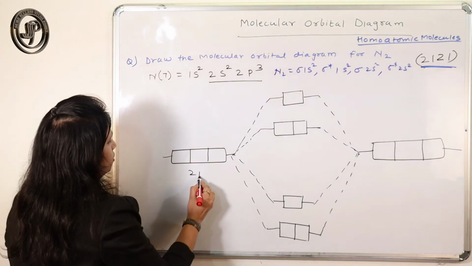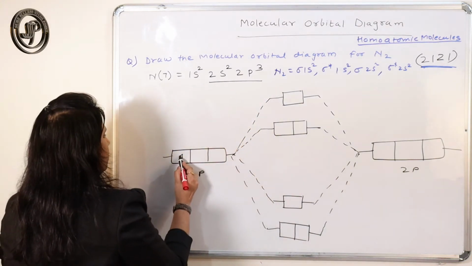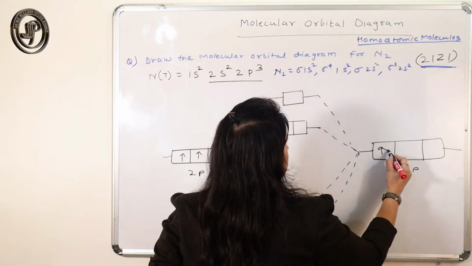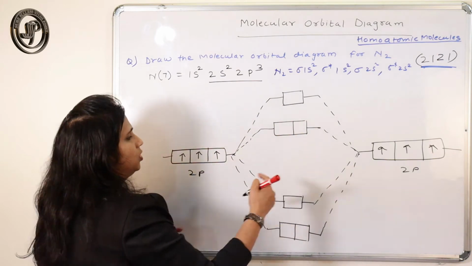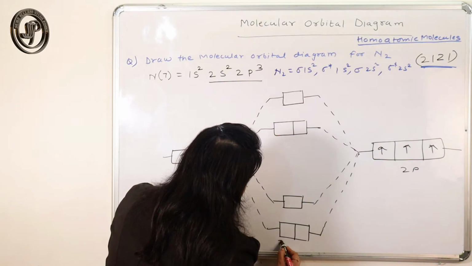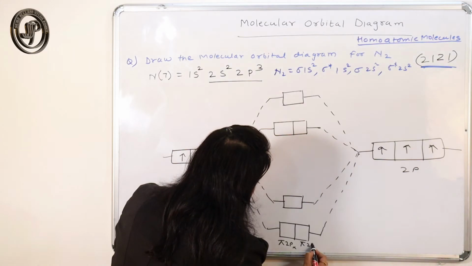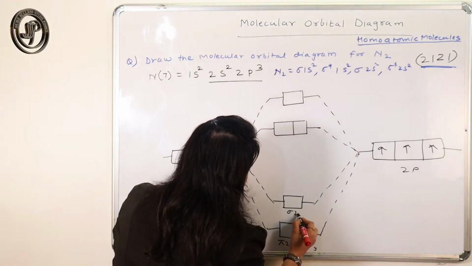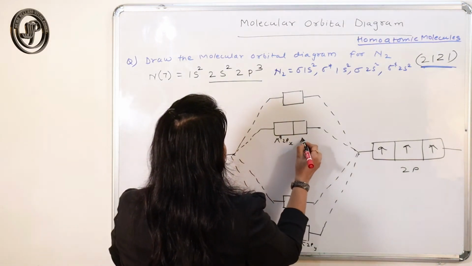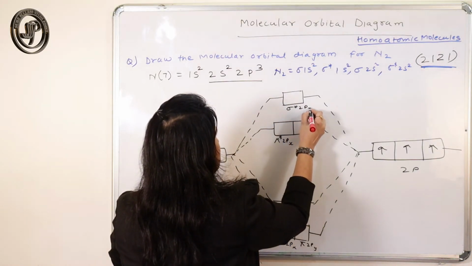Now just fill. This is 2p, this is 2p. How many electrons are in p? 3. So 3, that we follow according to Hund's rule, here also. So how many total electrons when they overlap? 6 electrons. Now just try to fill the 6 electrons. Here it is the bonding, so it is 2px, 2py, that is anti-bonding, 2pz. So it is pi star 2px, pi star 2py, sigma star 2pz.